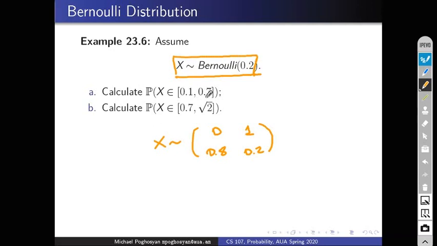Okay, so we need to calculate the probability that x is between 0.1 and 0.7. Okay, x is taking only two values, 0 and 1, and none of them is between these. So the probability that x will take values between 0.1 and 0.7 is just 0. And the probability that x will take values between 0.7 and square root of 2, which is approximately 1.4, so only one value is there. So this is the same as to write the probability that x is equal to 1. And the probability that x is equal to 1 is 0.2.